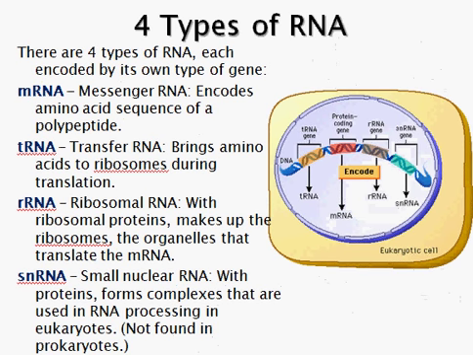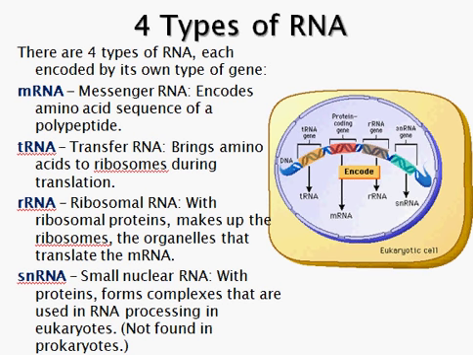Messenger RNA, as you know, is the one that encodes the amino acid sequence that is going to be translated into a polypeptide. It's the one that is actually read from and produced from the DNA. Transfer RNA brings amino acids to ribosomes during translation. Ribosomal RNA makes up ribosomal proteins that make up the ribosomes, along with some other proteins. And as you know, ribosomes are the organelles that translate the messenger RNA into protein.